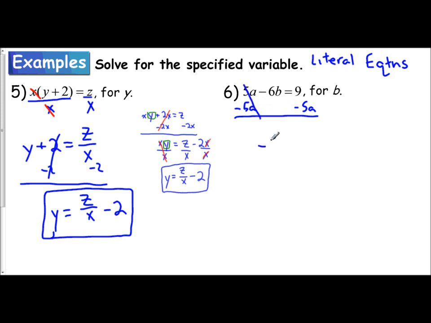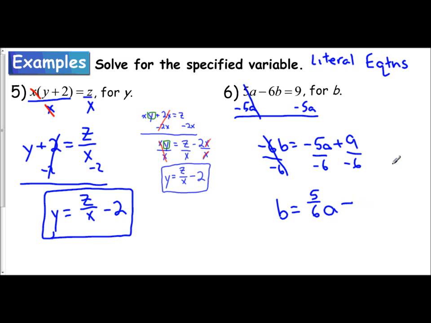That way it cancels, and I get negative 6b equals negative 5a plus 9. And then I'm going to divide every term by negative 6. The negative 6 cancels, so b equals, now remember a negative divided by negative is a positive. So I get 5/6 a. And then when we simplify 9 over negative 6, a positive divided by negative is a negative. And you get 3/2. So b equals 5/6 a minus 3/2.